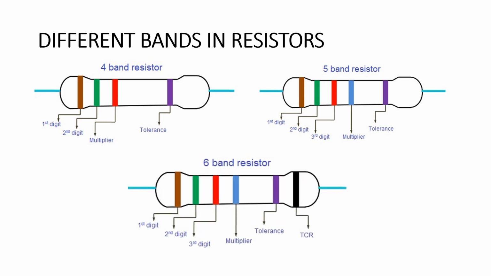Now there are the 6-band resistors in which there is 1 extra band with respect to the 5-band resistor, which is black in color in the rightmost side, which is called TCR, that is temperature coefficient of resistor. This band tells how the value of the resistance changes with respect to the temperature.